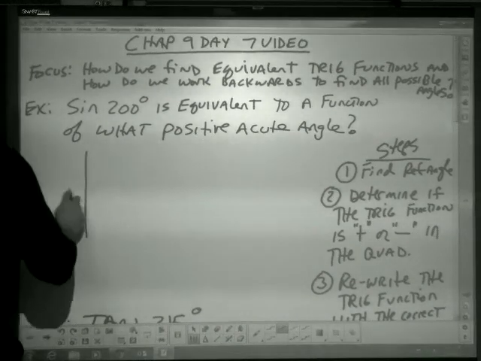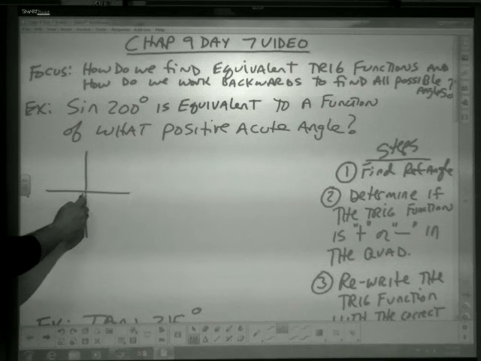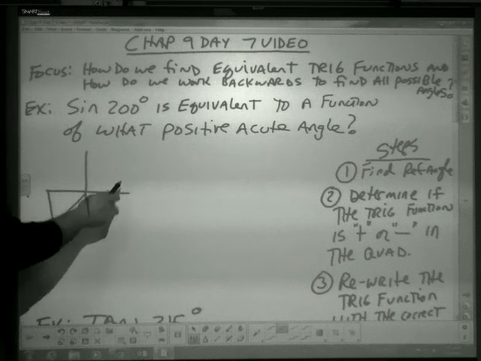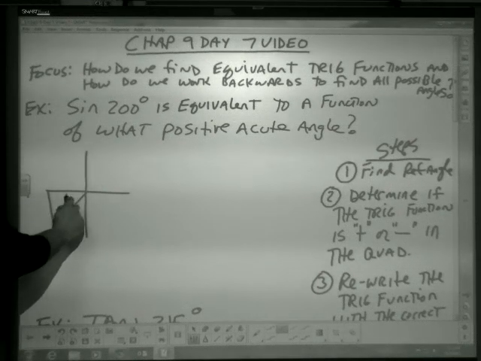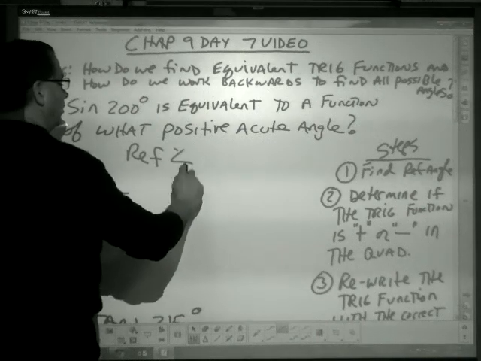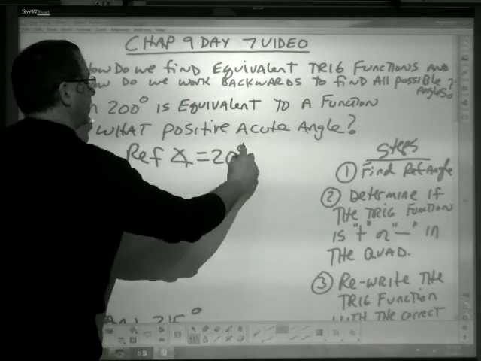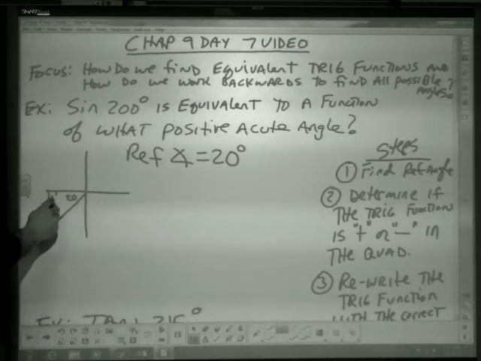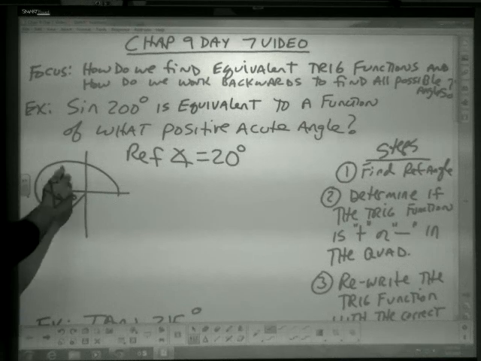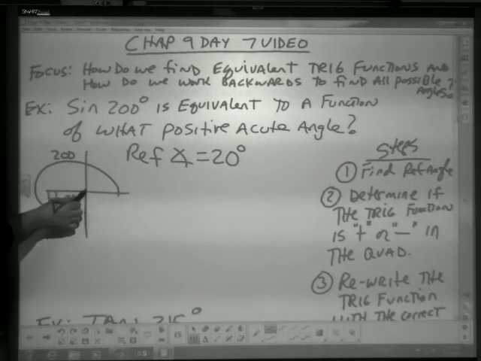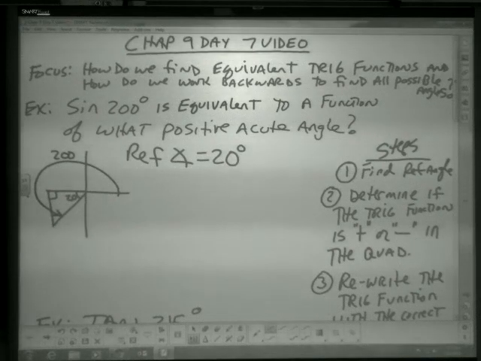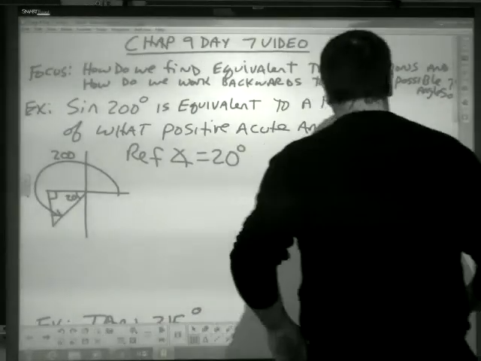So here I'm going to draw my picture, 200 degrees, so I'm down here in quadrant 3. So a 200 degree angle will have a 20 degree reference angle. Okay, so that's important. 200 degree angle, okay, here's 200. Since this is 180, it has a 20 degree reference angle. All right, so I found the reference angle.